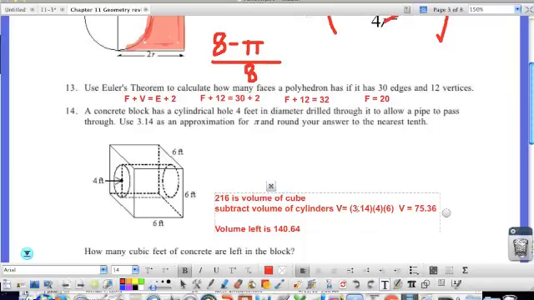Volume equals pi times the radius squared times the height. Really, it's the area of the base. So to find the area of this circular base, the radius would be 2. 2 squared is 4. Realize we're not using this 4, we're using 2 squared, which is 4, times 3.14, because they told me to use 3.14 as an approximation for pi, times the height of the cylinder. When you do all that, you get 75.36. So 216 for the total volume of the cube, subtracting 75.36 for the volume of the cylinder, gives you a volume left of 140.64 cubic feet.